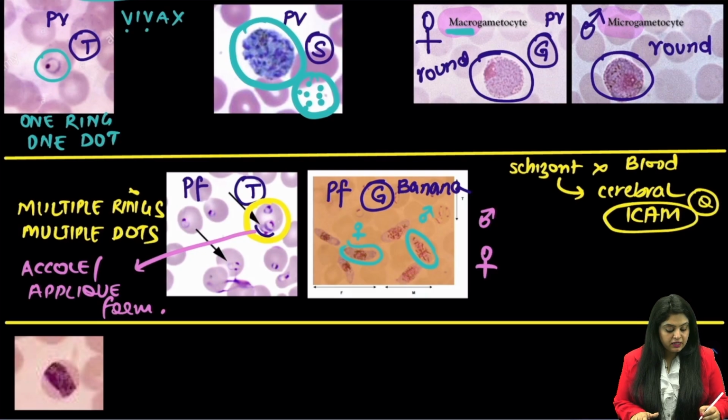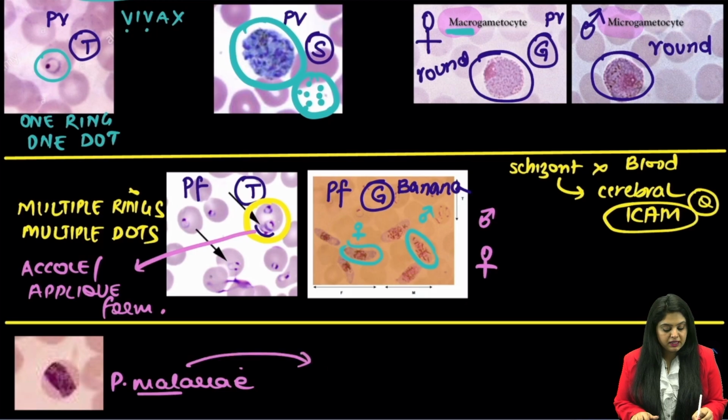What are we left with? Now I'm left with the mala band. What is mala band? Now I'm left with Plasmodium malariae. What is Plasmodium malariae? Plasmodium malariae, mala, because in mala what will be seen? Band. Mala band. It shows you the band form. What is band form? I can see one band over here.